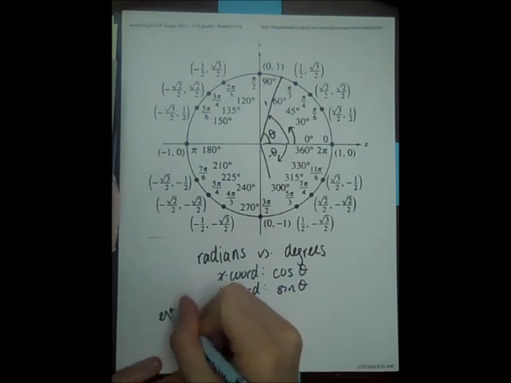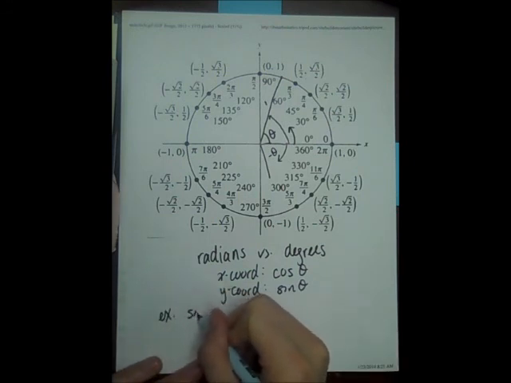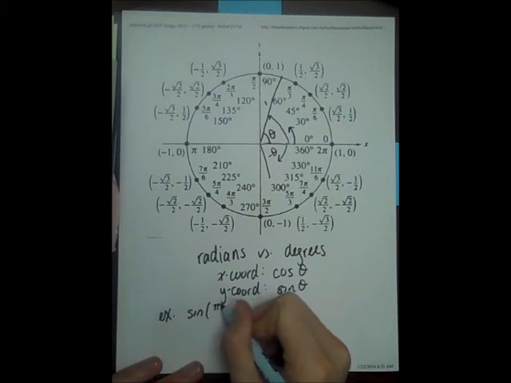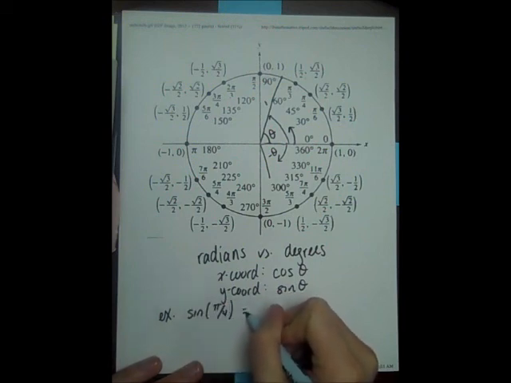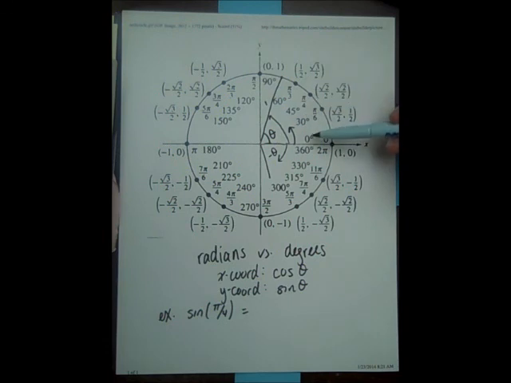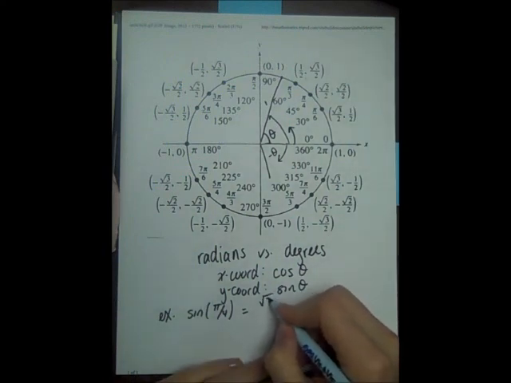So, for example, what is sine of pi over 4? Well, let's see. Let's go to pi over 4. So I start at 0 and move up positively pi over 4, this angle here. The sine of that angle is going to be the y-coordinate. The y-coordinate here is square root of 2 over 2.